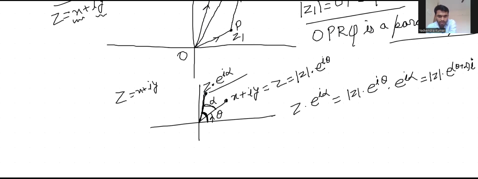So similarly, if you multiply Z by iota, then Z is modulus of Z e to the power iota theta. So you will realize this can be written as e to the power pi by 2 theta.